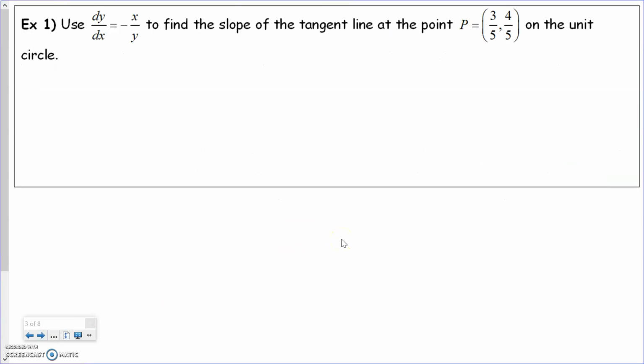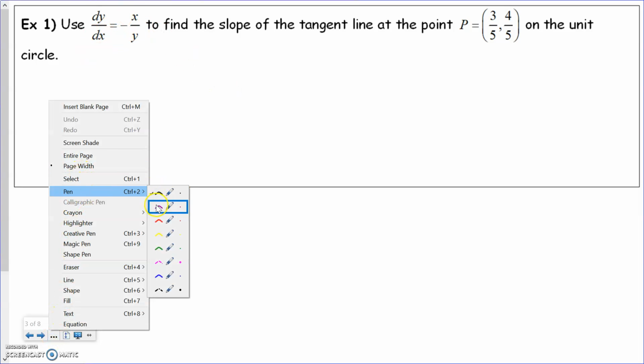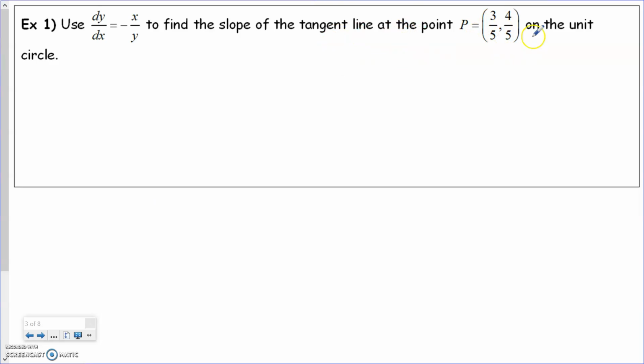So here is where we're at. We're going to use this derivative here to find the slope of the tangent line at the point. So when we have implicit differentiation, you'll notice you'll have the x and y there. To find the slope of the tangent line, we're going to really just plug in what we have. So we're going to do negative x, which is 3/5, divided by y, which is 4/5, and then simplify that. We get negative 3/4 for our slope of the tangent line.